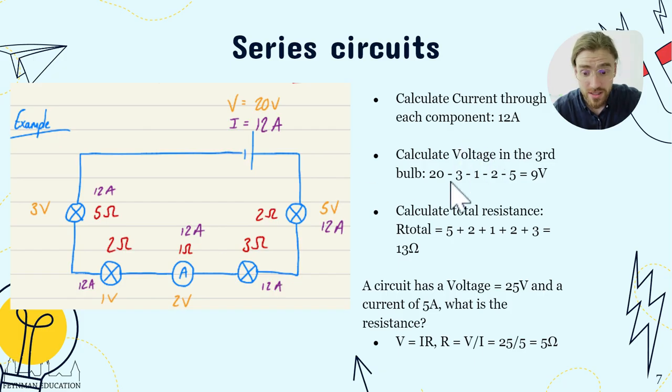Now the voltage, however, is going to be firstly 20. Then you're going to have to figure out the voltage for each resistor.